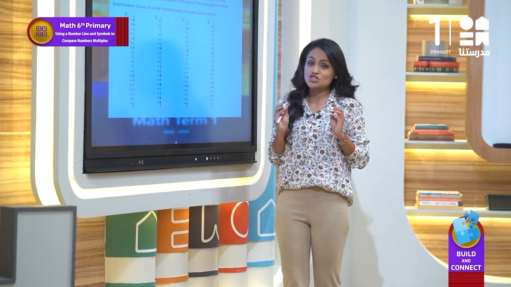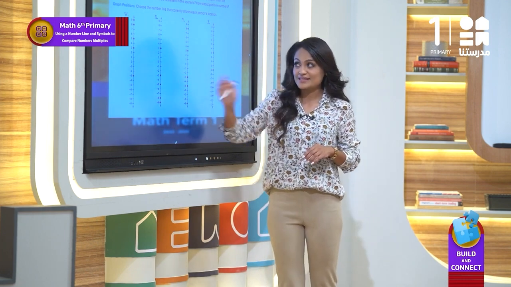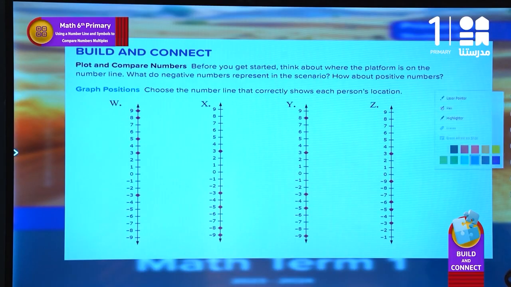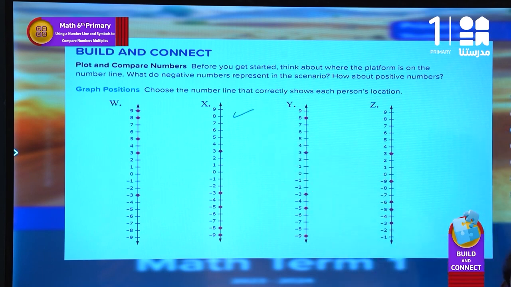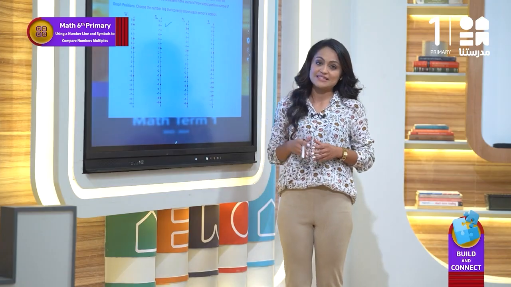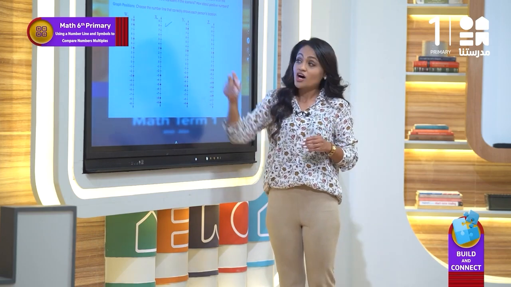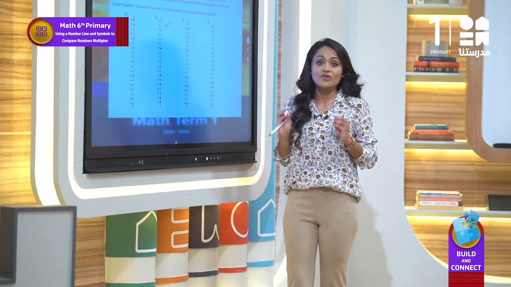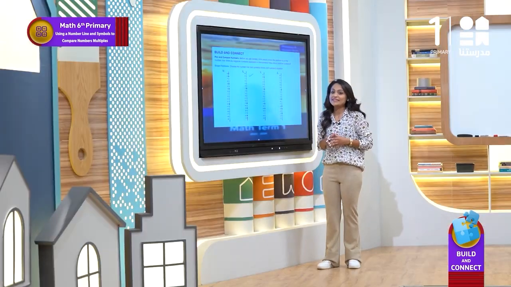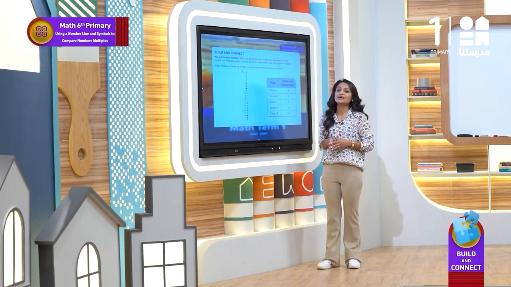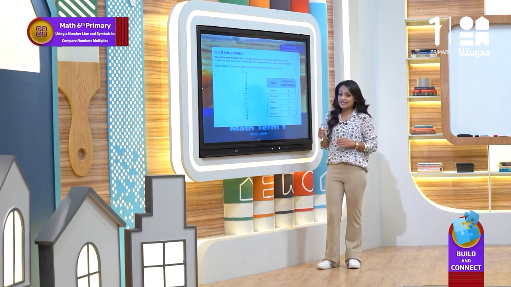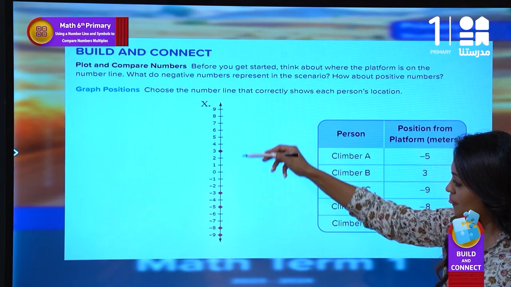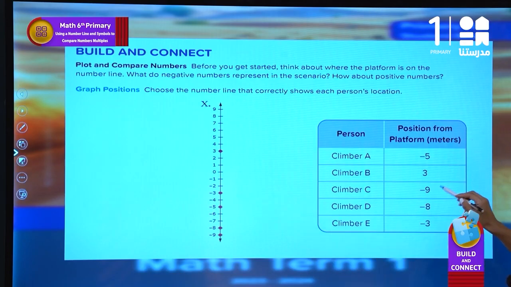Most of my students chose number line X. Can you figure out why? Right, because the entire data of the table is graphed on it. We can also write the names of climbers next to the numbers. So we will write next to -5. Exactly, as you see here, climber A.